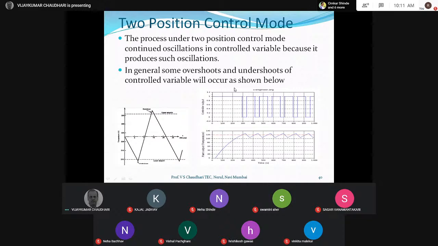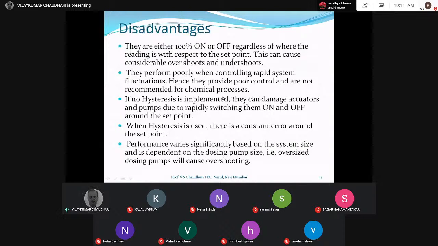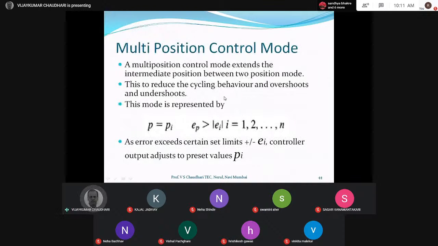That is the peculiar characteristic of the two position controller, that the controller output continuously oscillates about the set point. Unless and until the variable exceeds or drops below the set point, the controller doesn't take any action. So there will be overshoots and undershoots. We also discussed the advantages and where it is used. All this was discussed in the last lecture.